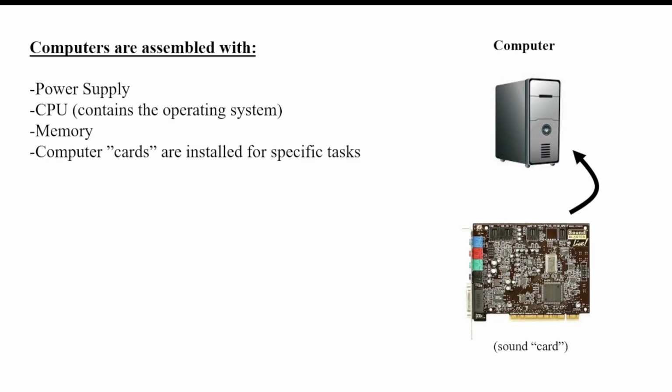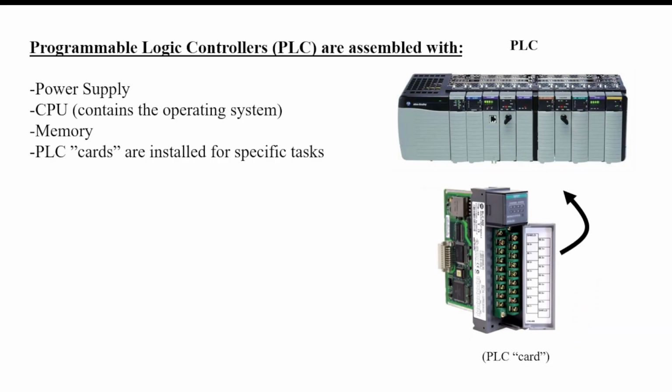Computers are assembled with a power supply, a CPU, which contains the operating system, memory, and computer cards that are installed for specific tasks. This here would be a sound card for a gaming computer. PLCs are assembled with much the same items: power supplies, a CPU, which contains the operating system, memory, and PLC cards that are installed for specific tasks. So you can see here the PLC card has a connection on the back and a bunch of circuit chips, but it also has screws on the front for terminations of wires.